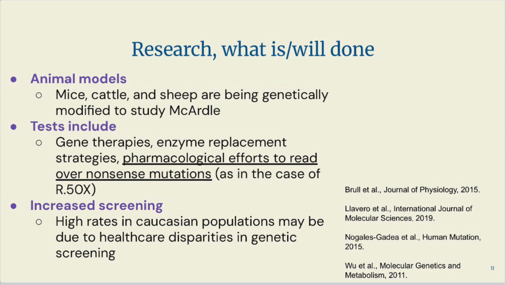And then increased screening is another way that is important in terms of research to McArdle. High rates in Caucasian populations might be only because of healthcare disparities in genetic screening. Low-income areas may have the same rates, if not more, just these cases aren't being reported. Thus, we don't think that they have high rates.